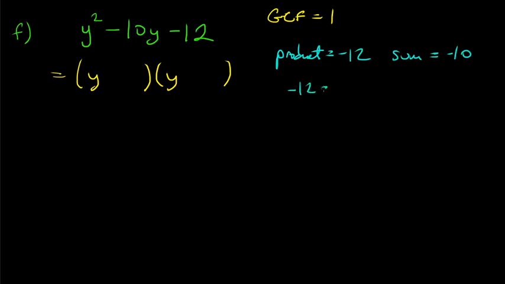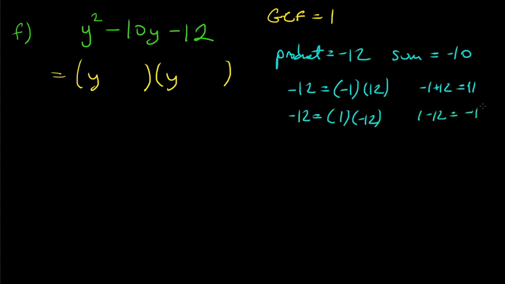So what 2 numbers multiply to negative 12? So there's negative 1 times 12, but negative 1 plus 12 is 11. It's not 10. It's not negative 10. So that tells me we should switch and make it positive 1 times negative 12. And 1 minus 12 is negative 11, which is still wrong, but at least it's negative, right? Because we are looking for a negative 10.